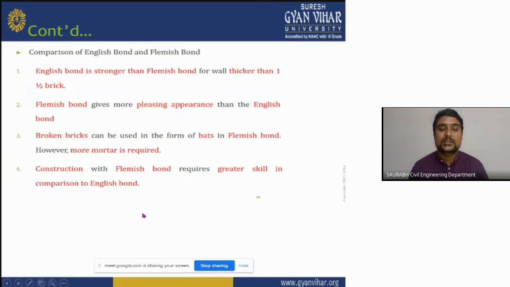There is also a comparison between English bond and Flemish bond. These are also very important points which you need to know. English bond is stronger than Flemish bond for wall thickness of more than 1 or 1 by 2 brick. Flemish bond gives a more pleasing appearance than the English bond. Broken brick can be used in the form of bats in the Flemish bond. However, more mortar is required. Construction with the Flemish bond requires greater skill in comparison to the English bond.